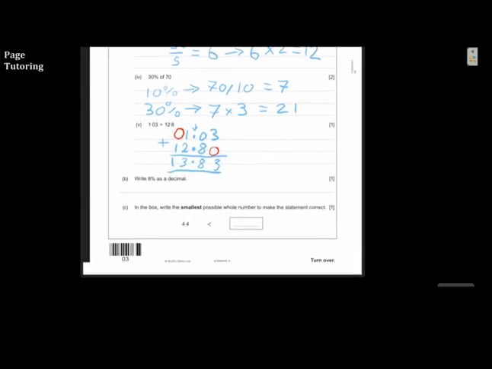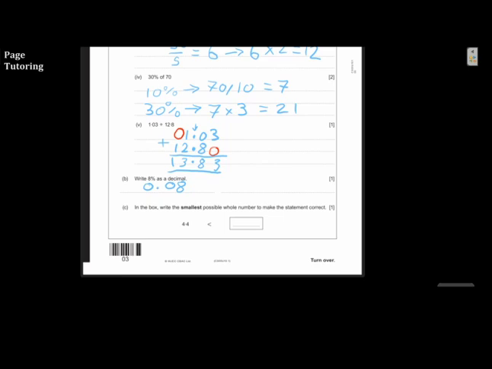So going on to part B of question 1, we have got write 8% as a decimal. Well, we know that 8% as a decimal would be 0.08. And we know that because if we times that by 100 to switch from decimals to percentage, that's what you do. You times a decimal by 100, that would give us the 8%.